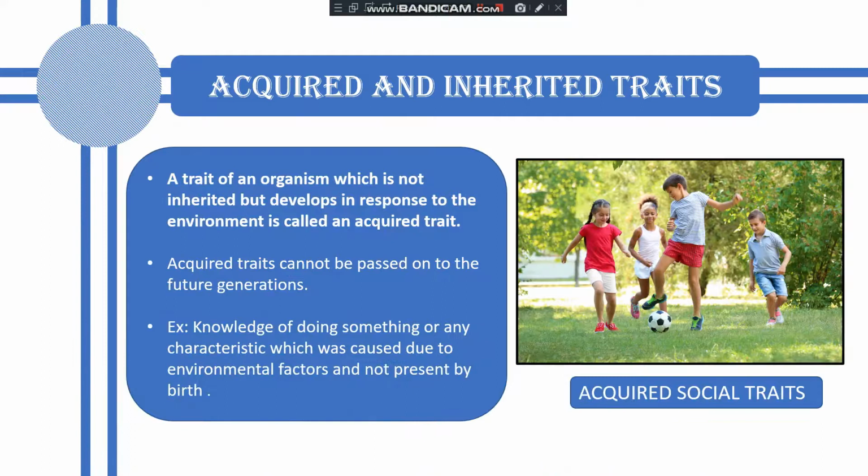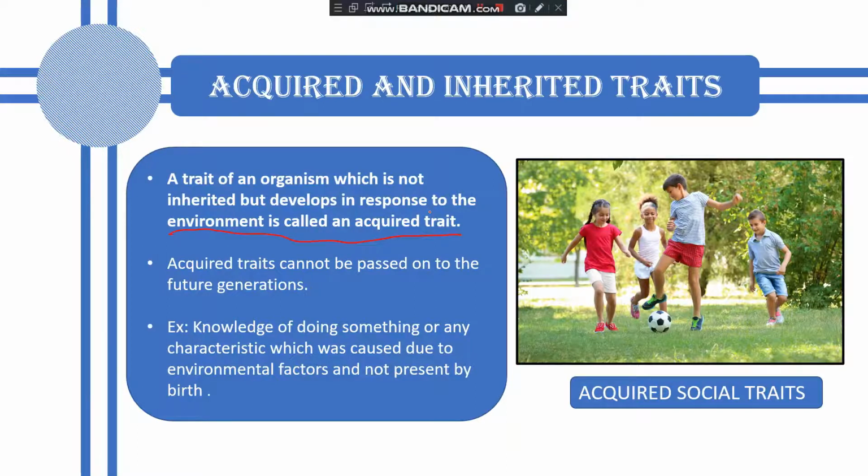Now, one important topic of this chapter is acquired and inherited traits. Traits means characteristics. Now, what do we mean by acquired and inherited? The traits or characteristics of an organism which are not inherited but develop in response to the environment are called acquired traits.